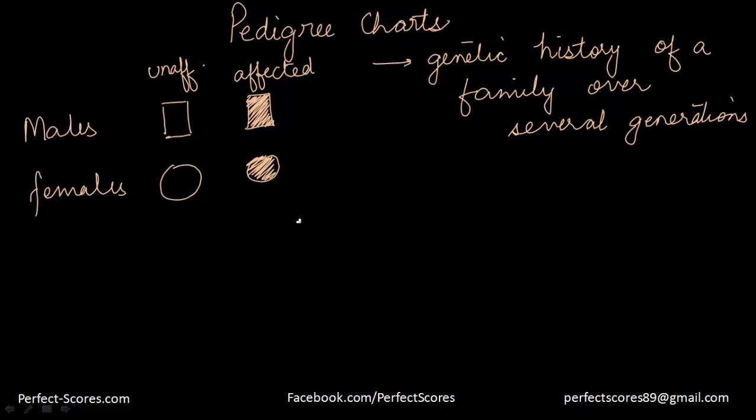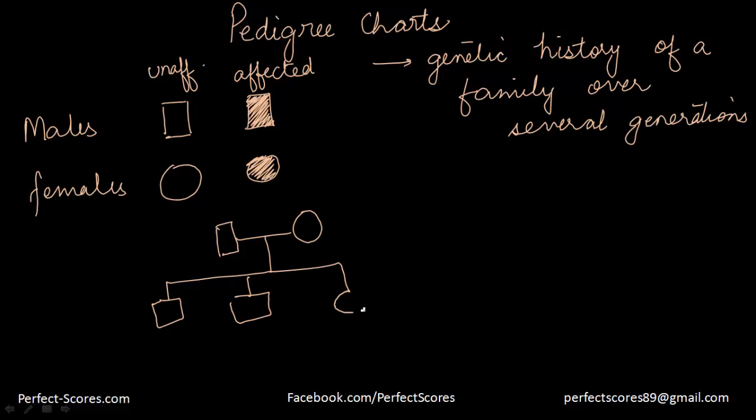So those are the rules for a pedigree chart, and apart from that, a horizontal line between a man and a woman shows mating, and the resulting offspring, the resulting children, they are shown as offshoots to this line. For example, this particular pedigree chart is showing the mother, the father, two sons, and one daughter.